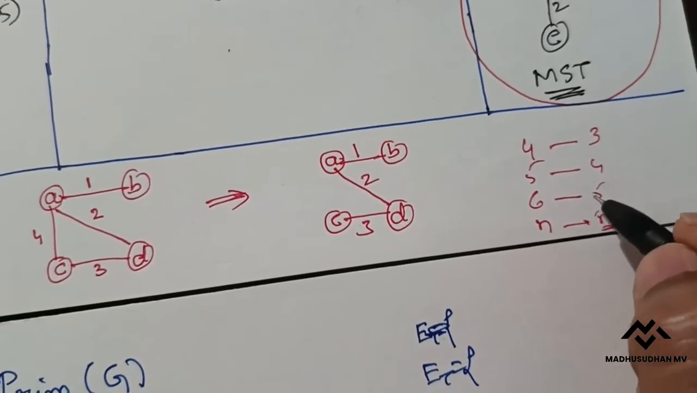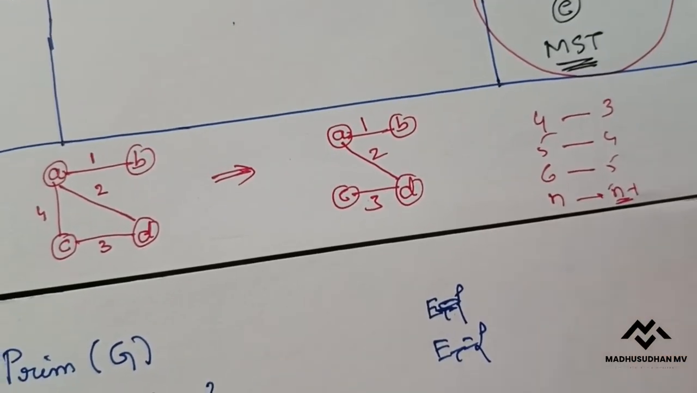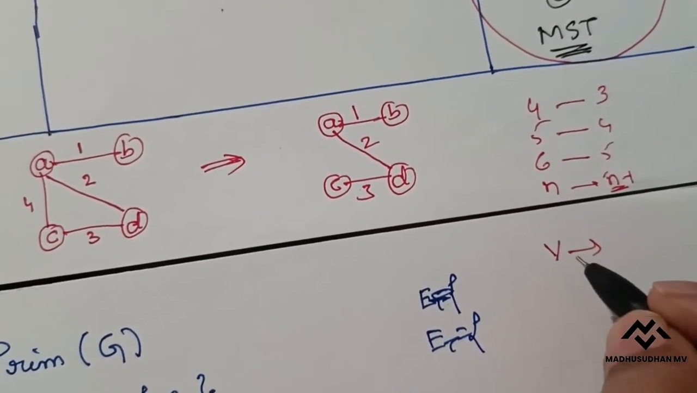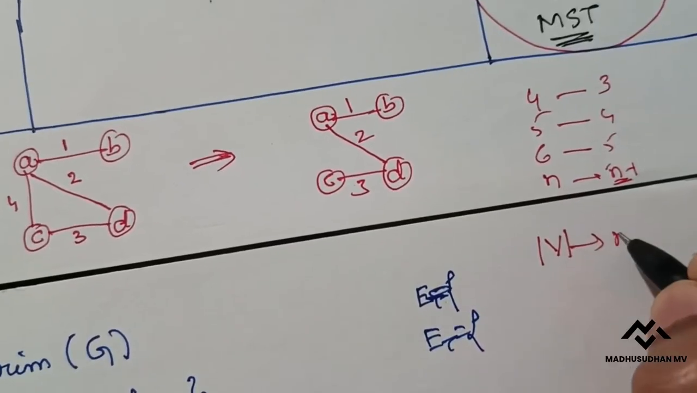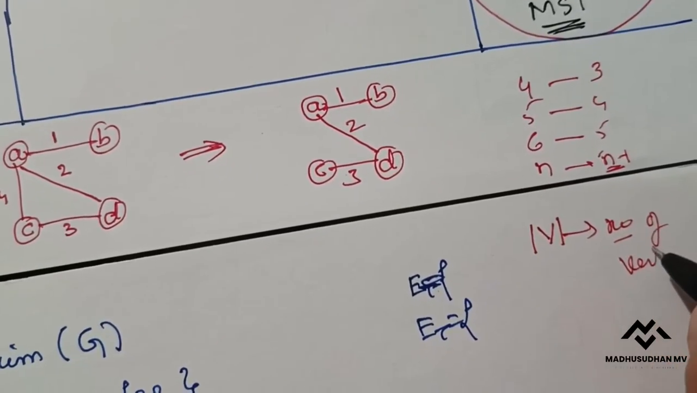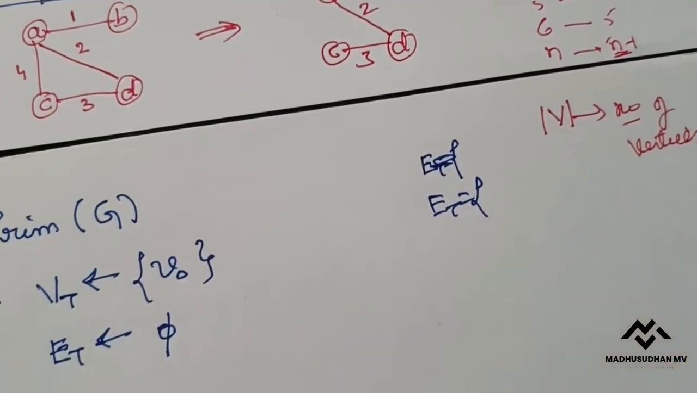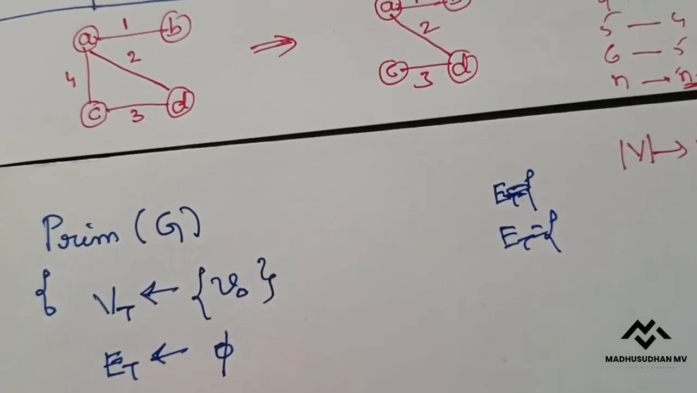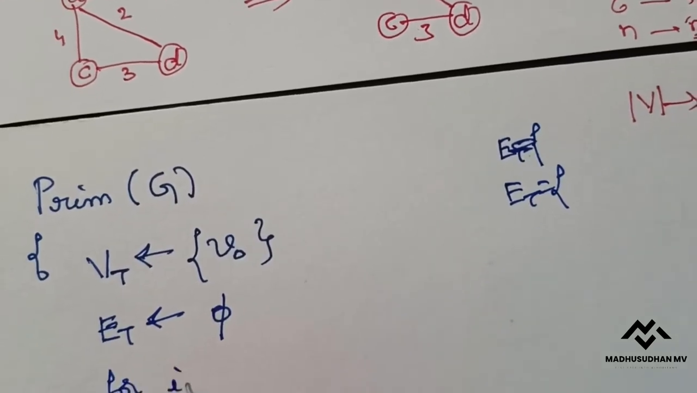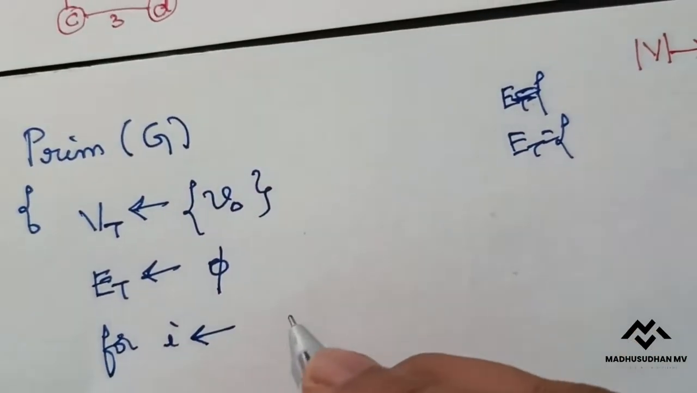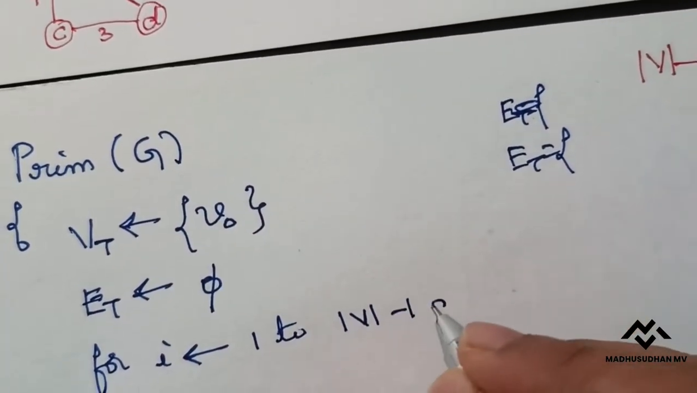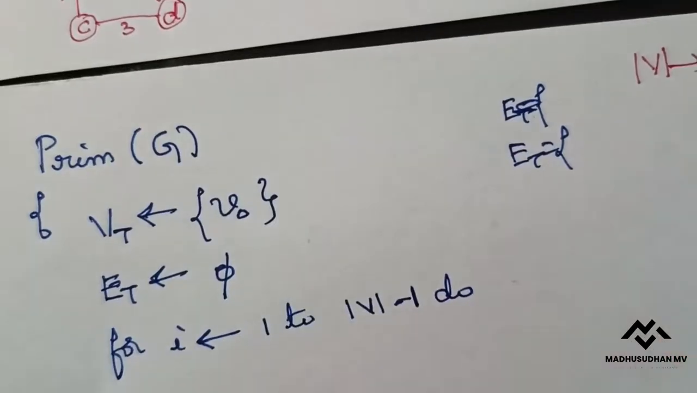So how many vertices are there, minus 1. We say V is a set of vertices, whereas modulus of V says the number of vertices. So we write the number of vertices minus 1. We say for i equal to 1 to number of vertices minus 1. These many times I need to do the selection operation.